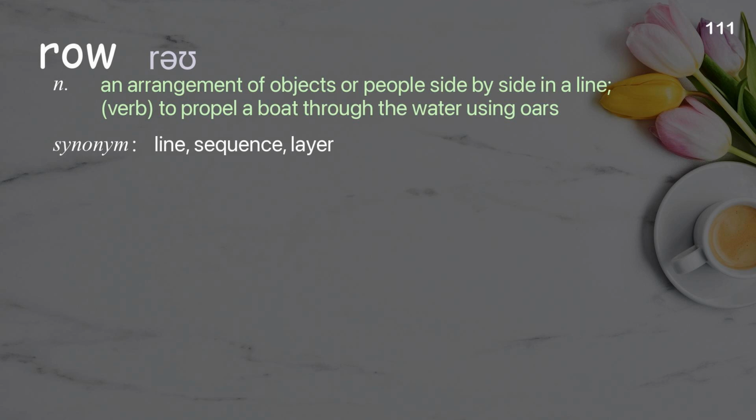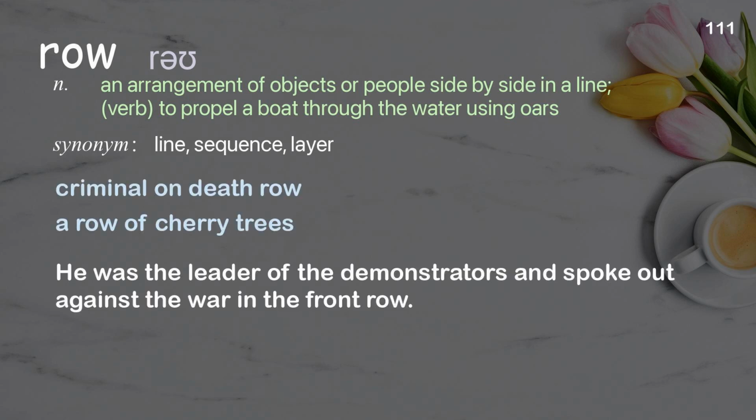Row. An arrangement of objects or people side by side in a line; verb, to propel a boat through the water using oars. Examples: criminal on death row, a row of cherry trees. He was the leader of the demonstrators and spoke out against the war in the front row.